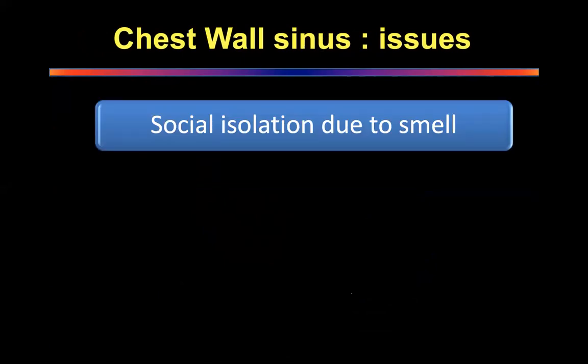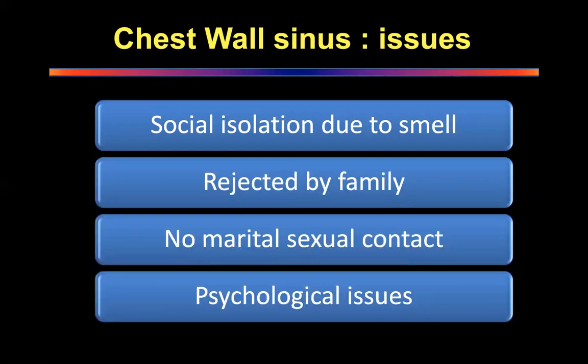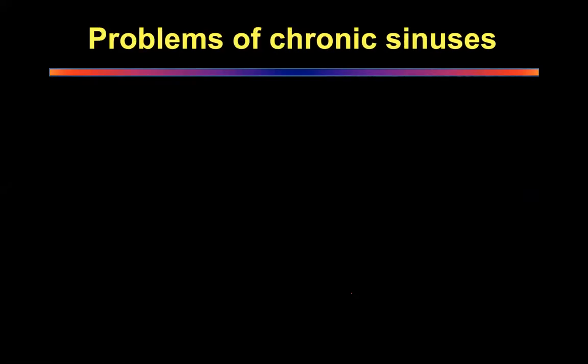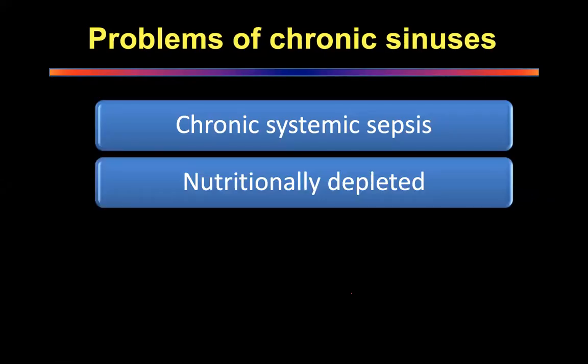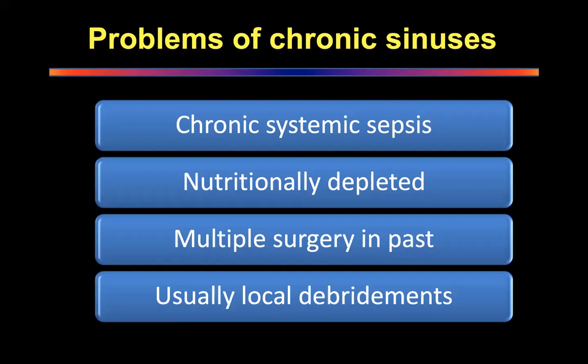So when they come with these things, they are real issues, social issues, sexual issues with their family life, psychological issues. And then, of course, the chronic sepsis, nutritional depletion, multiple surgeries in the past, and many local debridements. All of these are technically a real challenge, and you have to treat these people aggressively.